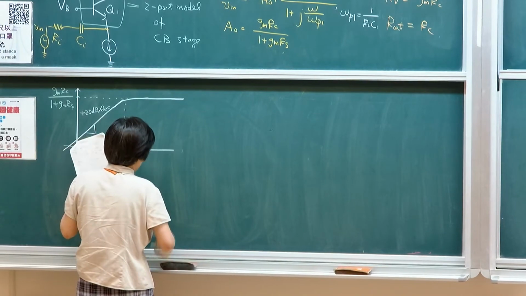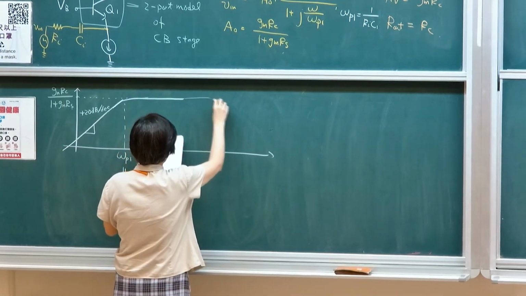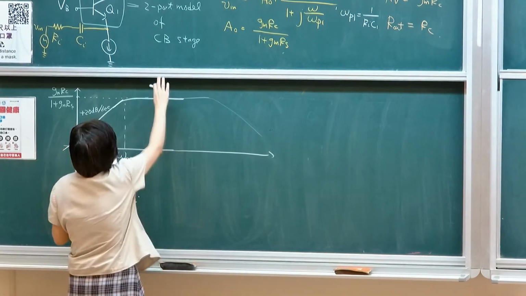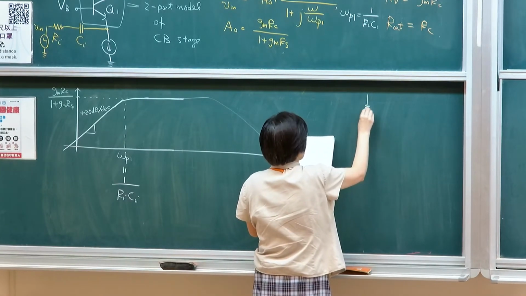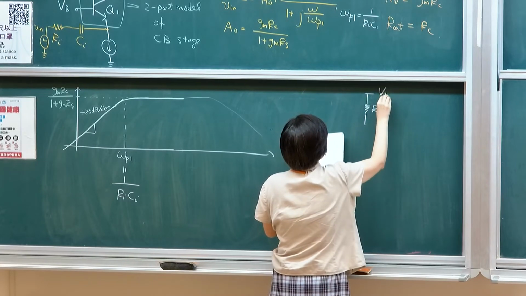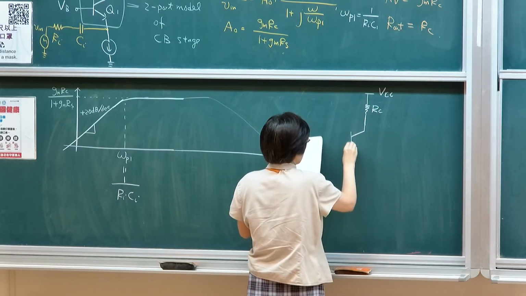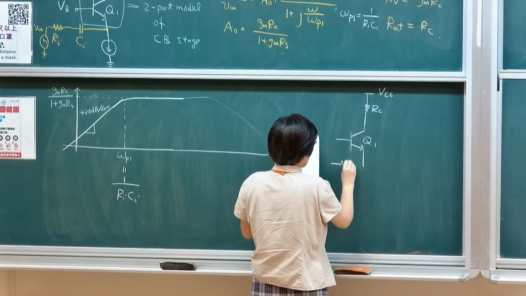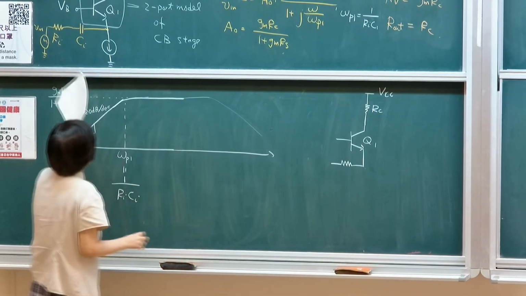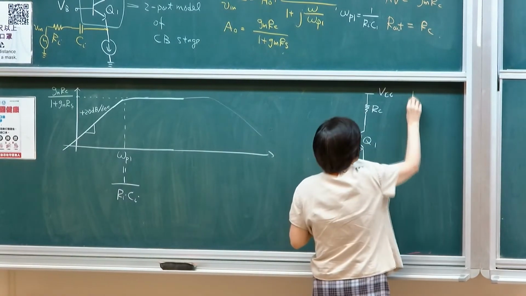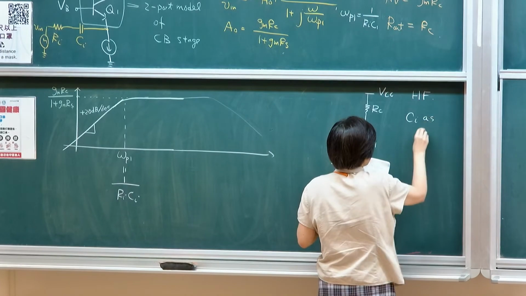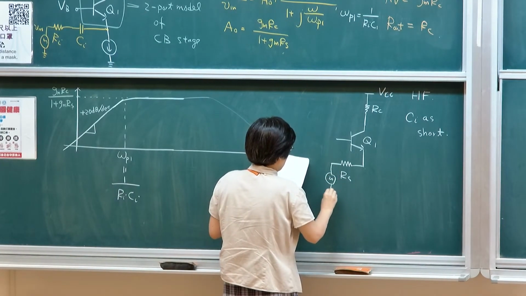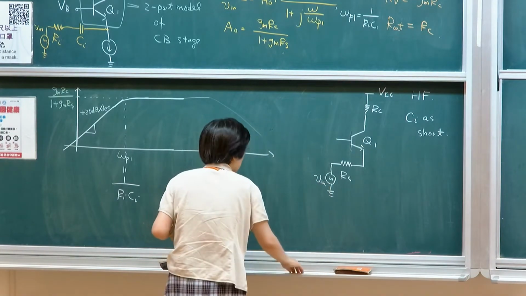When we analyze the high frequency side, what are the components that affect the high frequency path? Let me redraw this plot. This will be your RC, VCC, Q1. In high frequency discussion, we assume capacitance CI as short. So your equivalent circuit will be something like this, RS, Vin. Okay? So let's look at its capacitive component.